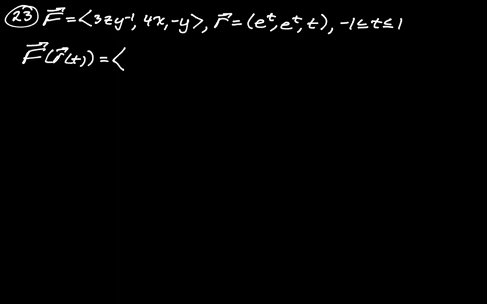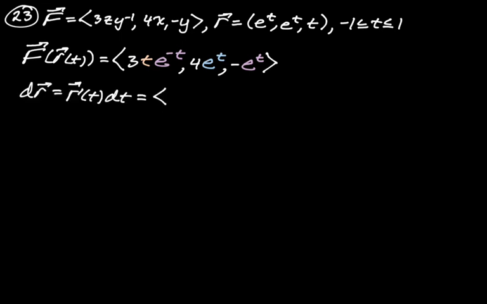So let's do that. F of r of t, I'm just going to dive in and do it, and still color coding: blue for x, purple-ish for y, and orange-ish or peach for z. So you will end up with 3t e^(-t), 4e^t, negative e^t. And then we need to find dr, which is r prime of t dt. Go back to r, don't use F of r of t. So that's going to be e^t, 1, and then dt.